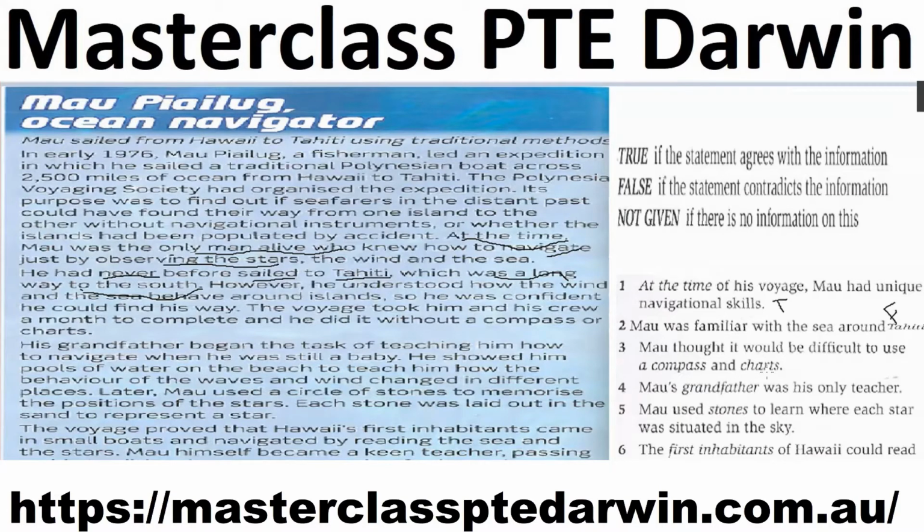Okay. So now we come to: Mao thought it would be difficult to use a compass and charts. What did you say about this? The voyage took him and his crew a month to complete. He did it without a compass. Without a compass, yes, he did it without a compass, but we don't have any explanation. Yeah. So the thing is, if you don't know, you are caught between, like, it could be true, it could be false, like 50-50, that becomes not given, you know.